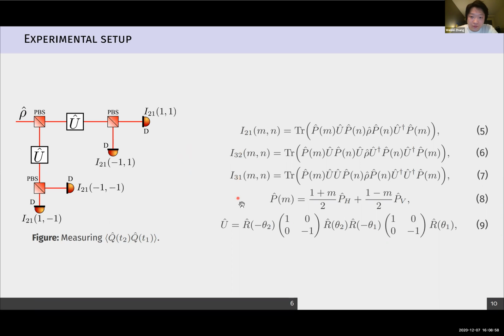And here the matrix P is just equal to either the horizontal polarizer or the vertical polarizer, depending on the value of M or N. And U is the total Jones matrix of the two halfway plates that I showed in the previous slide. And then after we get all these intensities, we plug them into the equations that I showed before to get the theoretical values of K3Q.